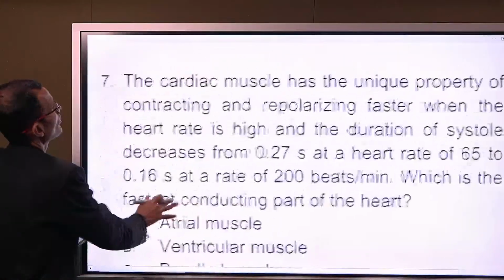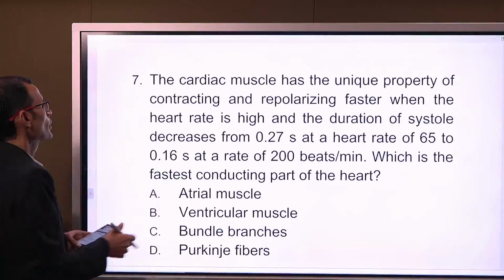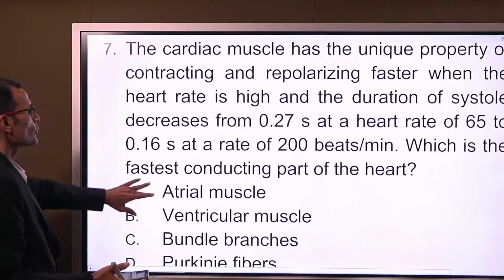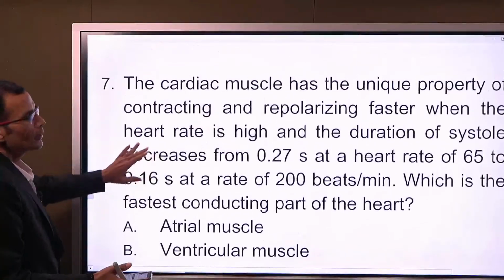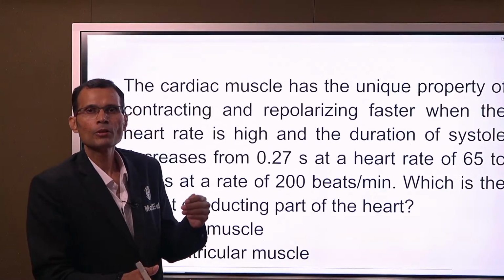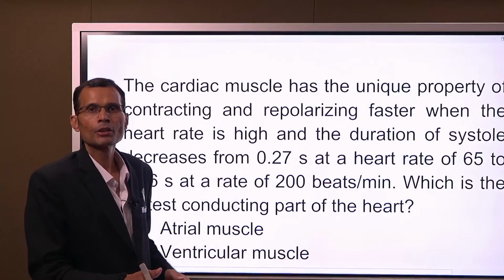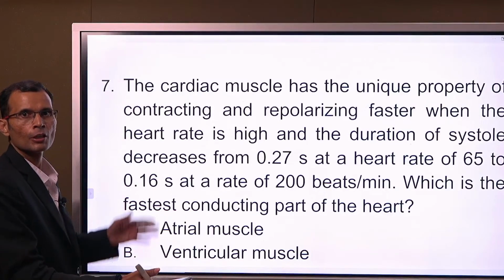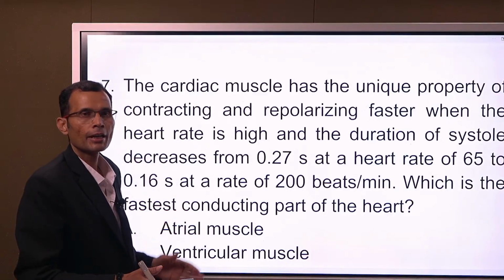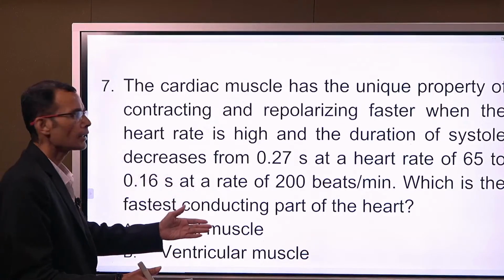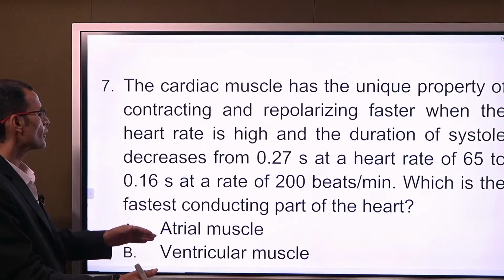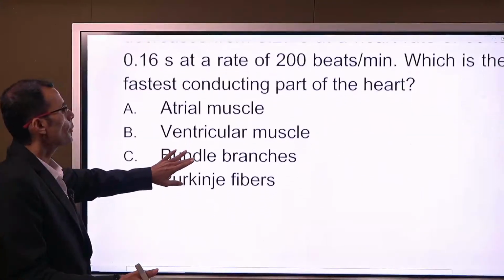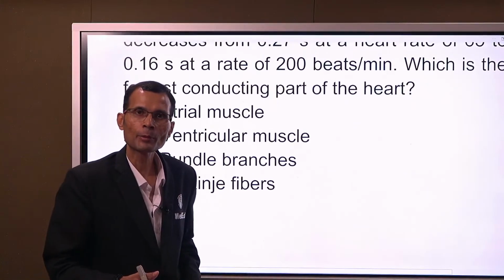The 7th MCQ is this. Which is the fastest conducting part of the heart? That's the question. Look, whenever you find 4, 5, 6 lines, don't get worked up by that. It's not always a tough question. Look at what is asked actually, and accordingly you can answer the question. So which is the fastest conducting part in the heart? That is what is asked here. Fastest conducting part in the heart is Purkinje fibers.